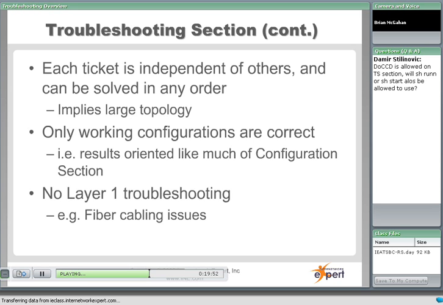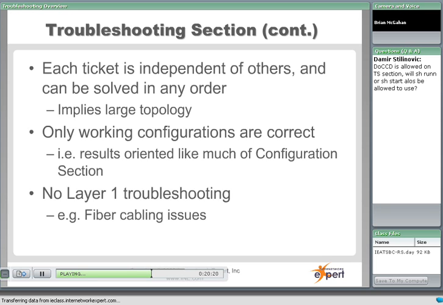So the troubleshooting section is results-oriented, similar to how the vast majority of the configuration section has been for a long time. So this means, for example, if OSPF is broken in the network, it doesn't matter what commands you enter in the command line, unless you actually get OSPF back to its functional state, you will not get a passing score for that individual ticket.